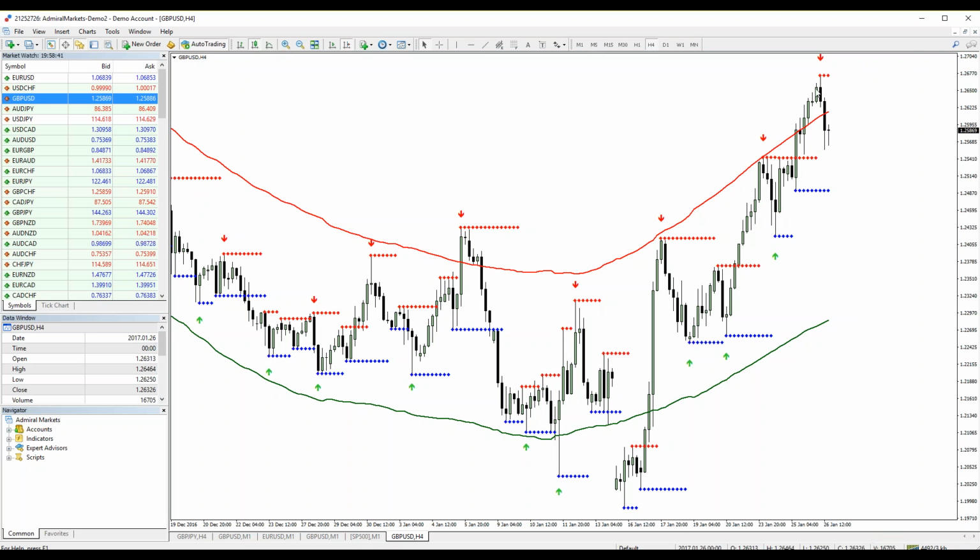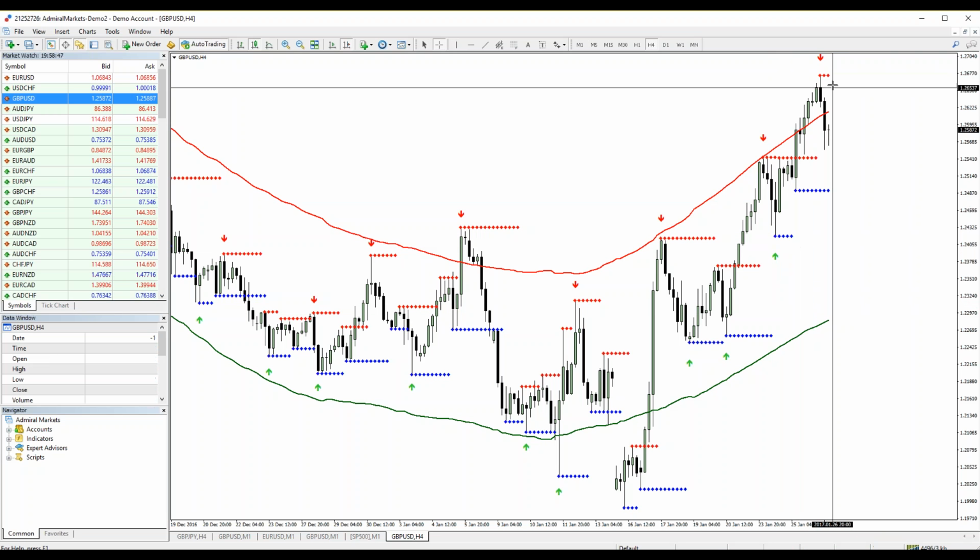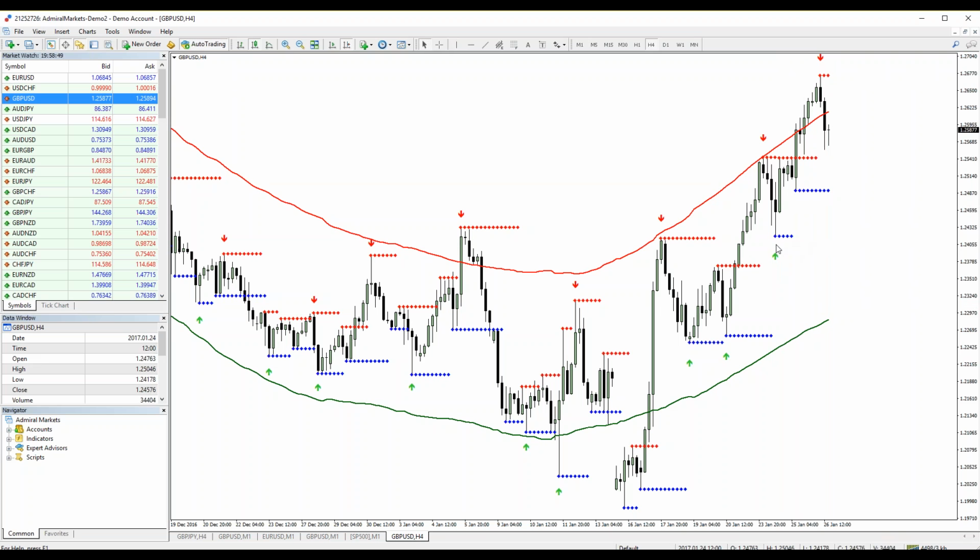Stop losses should be 10 pips above the resistance for a sell trade, and for a buy trade, 10 pips below support. This applies to interim support and resistance. So this is interim support, this is interim resistance. Support, resistance. So always place 10 pips.